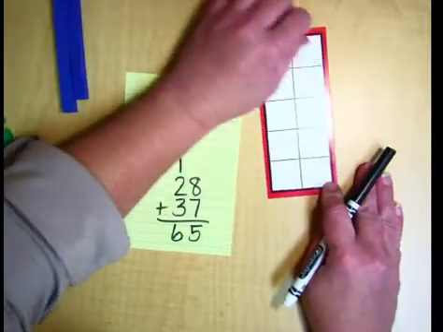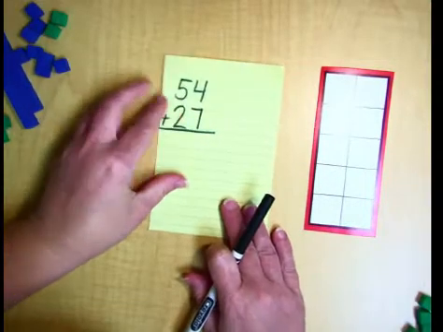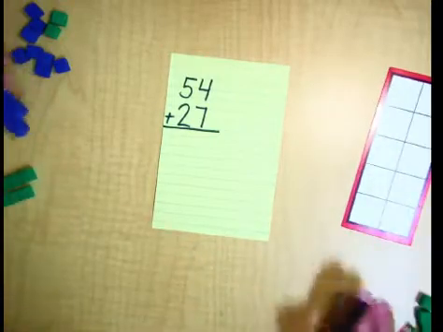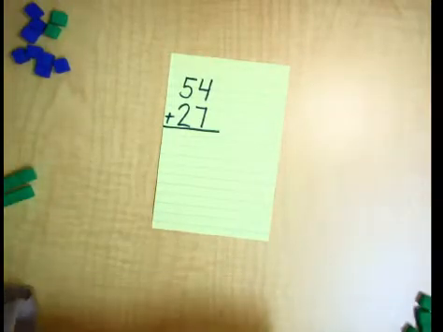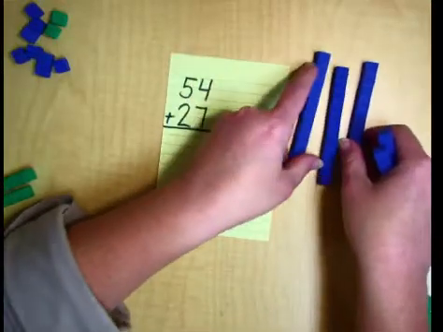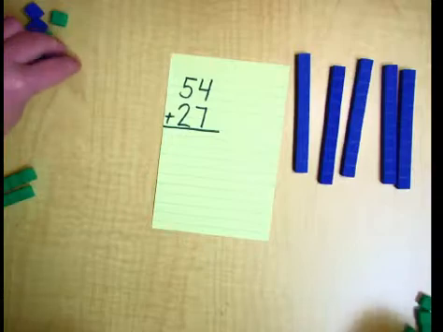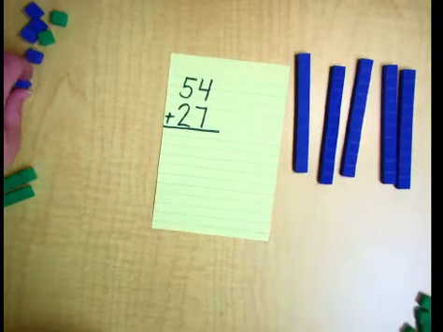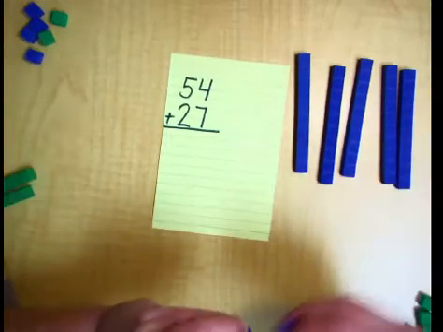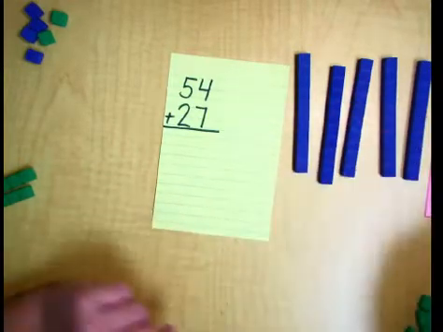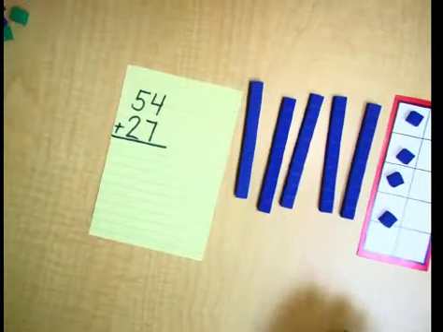And I'm going to use our 10 frame here. Here's our new problem. 54 plus 27. So let's model that. How many tens do we need? We need 5 for the 54. Then I'm going to start on the tens frame. Let's see. 1, 2, 3, 4. So there's my 54. Oh, you can't see that, can you?